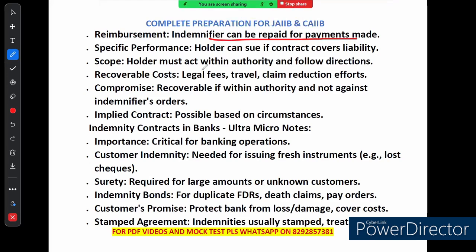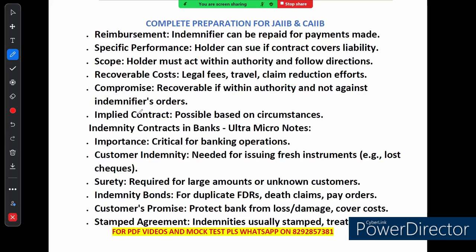The indemnity holder can sue for specific performance if the contract mentions it. Now, the indemnity holder should follow direction and stay within their authority. Things like legal fees, travel costs, and effort to reduce the loss are all recoverable under indemnity. Even a compromise made to reduce the loss can be recovered, as long as it is within the authority.